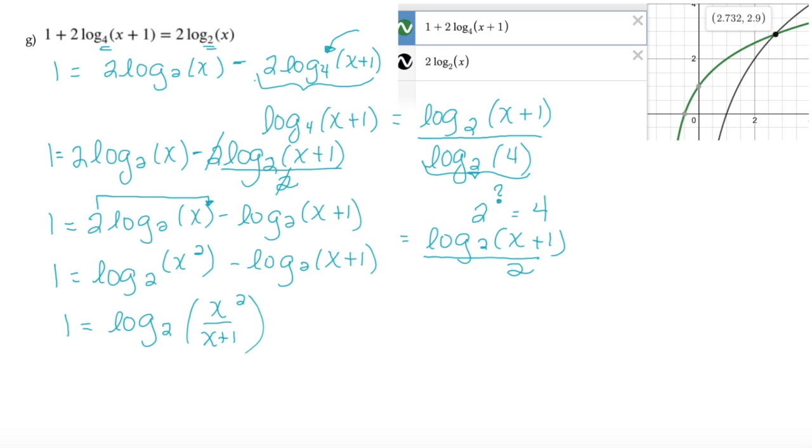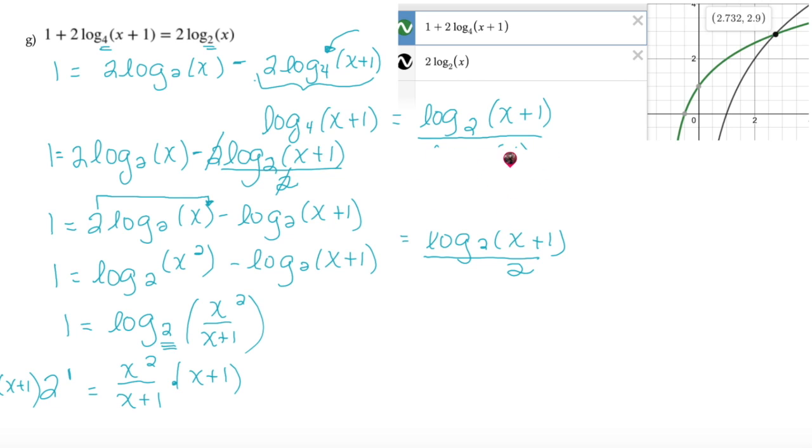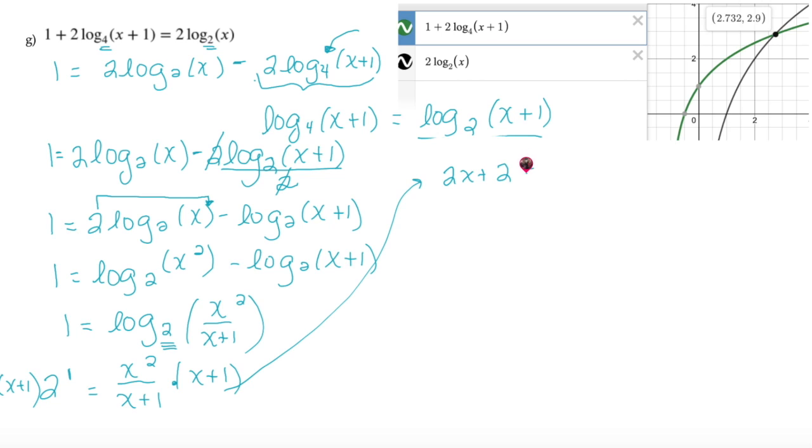I now can write it in exponential form. Our base is 2, so 2 to the first power is equal to x squared over x plus 1. I can multiply both sides by x plus 1. I'm going to erase some stuff so I have more space. I now have 2x plus 2 equal to x squared, or 0 is equal to x squared subtract 2x subtract 2.